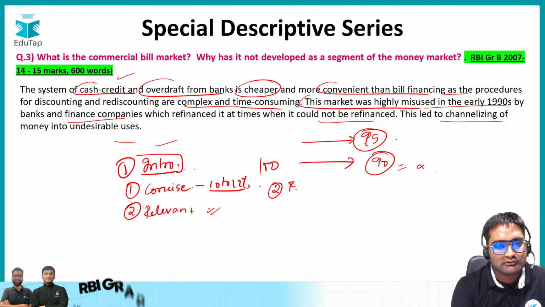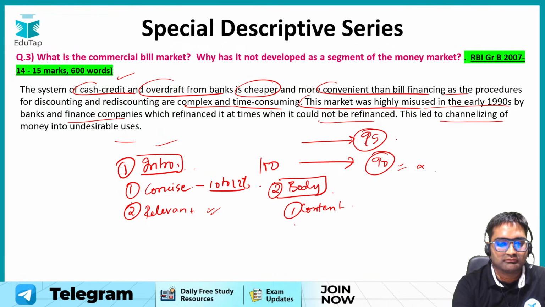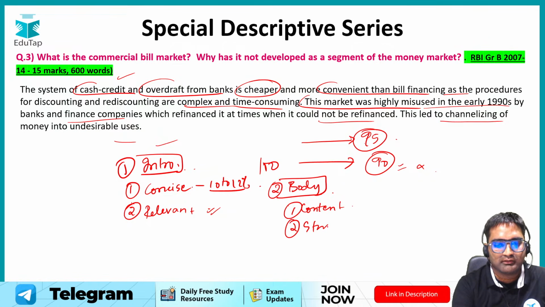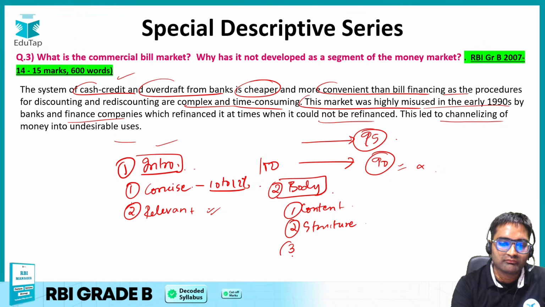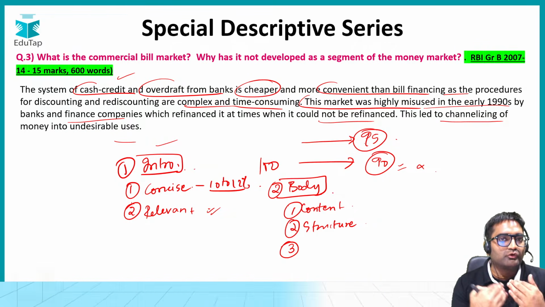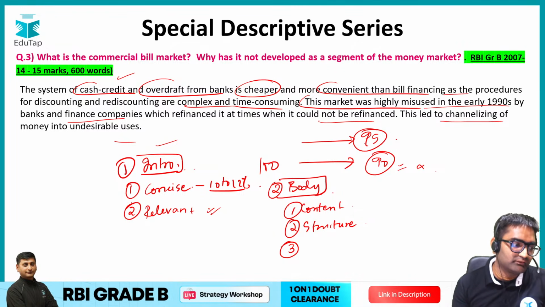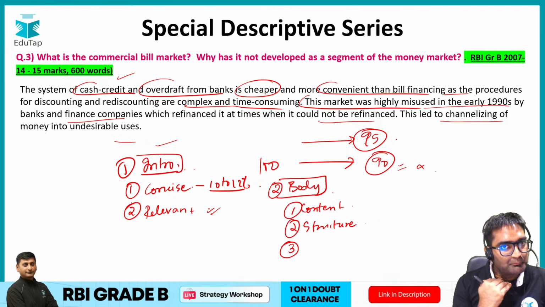Then the body should have proper content with respect to what is asked in the question. The structure and the flow should be absolutely right. Then you should also see whether you are answering in points or paragraphs. Both might be fine, but do not go for very large paragraphs, go for short paragraphs. But the best thing would be to go for point wise answering.